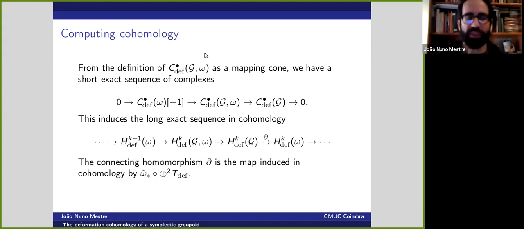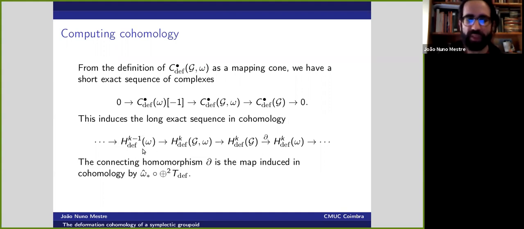And the first thing is just from the definition of the deformation cohomology as a mapping cone complex, there's always, for mapping cones, a short exact sequence of complexes between the two spaces that we're taking as domain and codomain of the map that we take the cone of, and the cone in the middle. And that will induce a long exact sequence in cohomology that goes like this.